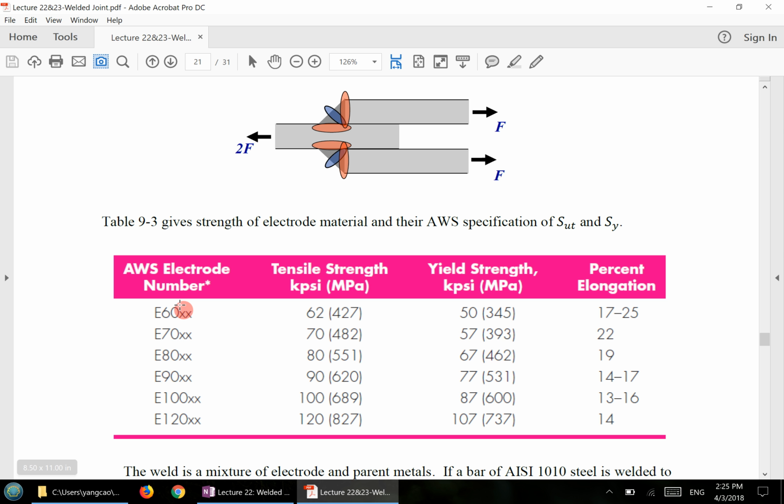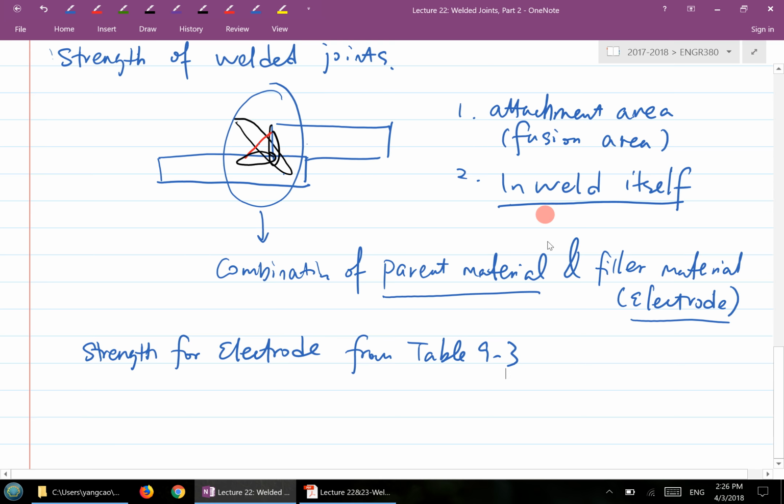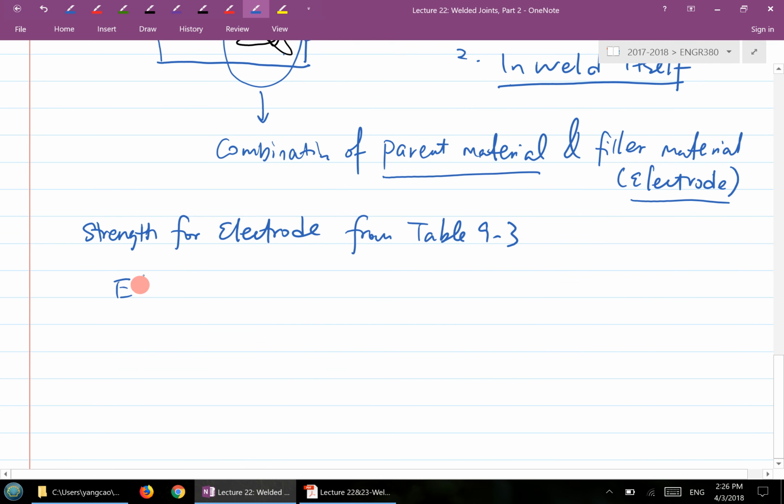So from this given number, if I tell you to use electrode 60, 10, whatever, then you should know that it's going to be 62 or 60. Either number you use is fine. This gives you SUT, and this gives you the SY value here. So basically, if I give you this, then you should know the SUT is 60 KSI. You can use 62, that's fine too. And the SY is 50 KSI. Okay, so that's what table 9-3 is.